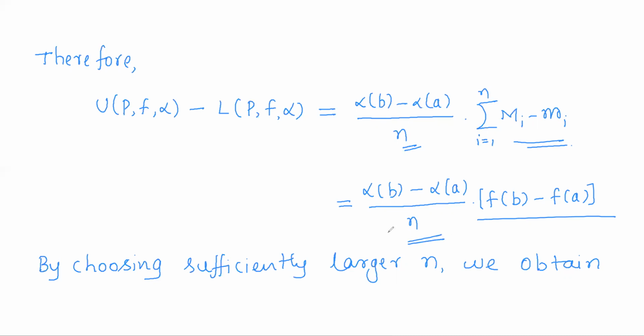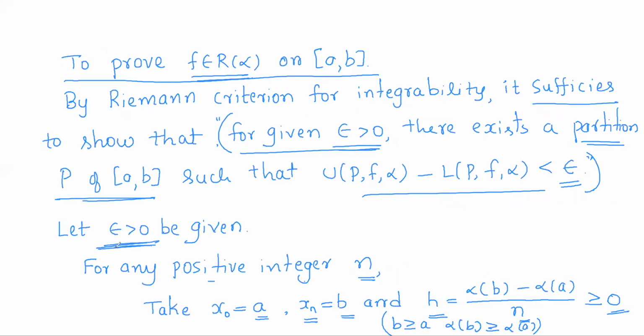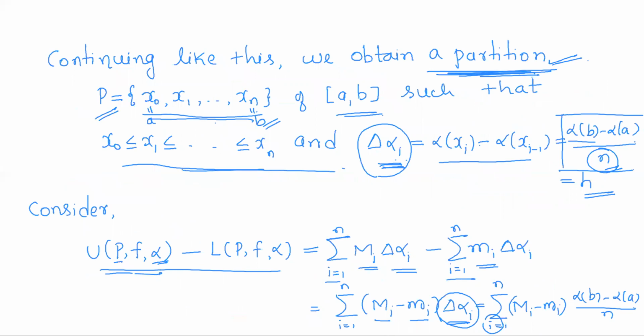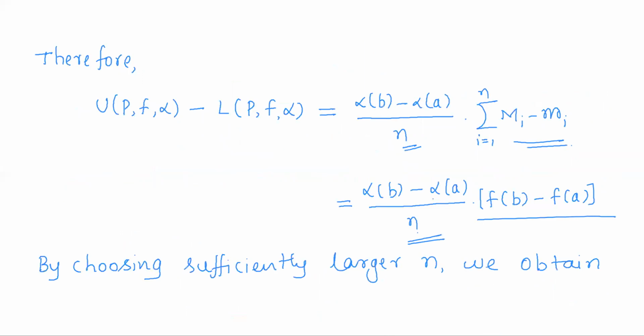So we got this, that is, U of P, f, alpha minus L of P, f, alpha is alpha of b minus alpha of a into f of b minus f of a by n. Observe that. If I move to the starting point of the proof, for given positive epsilon, for any positive integer n, we started to construct a partition. Starting with an arbitrary positive integer n, we constructed a partition P with this property, right? We got a partition P with the desired property.